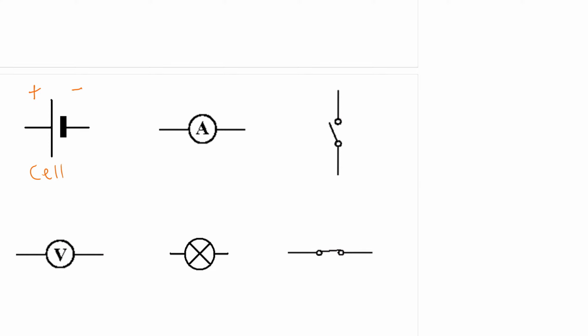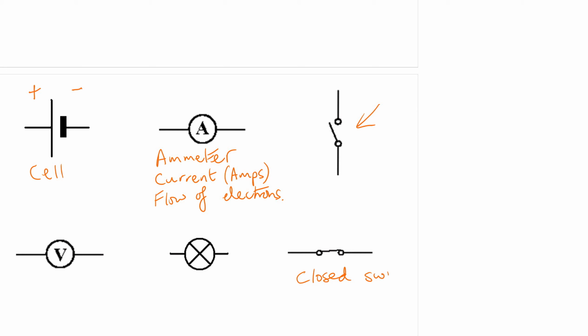This here is an ammeter. It measures the flow of current in amps. The flow of current is the flow of electrons. This is an open switch. The switch is off. This one here is a closed switch. The circuit will be complete. The circuit will be on.